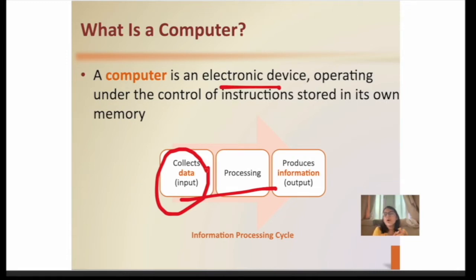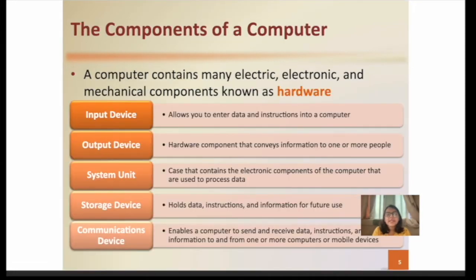What are the main components of the computer? A computer contains mainly electric, electronic and mechanical components known as hardware. So when we talk about the hardware system of a computer, it includes input device, output device, system unit, storage device, communication device. So you have to tell me what is hardware. Why is it known as hardware, students?